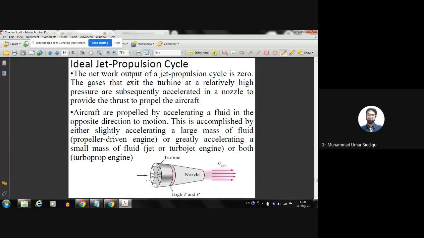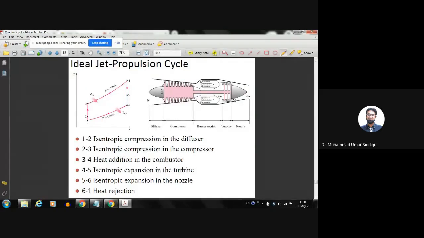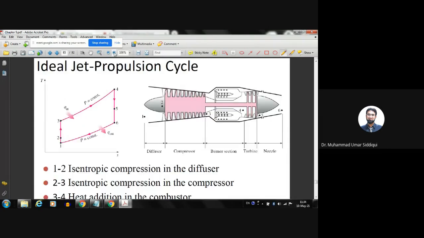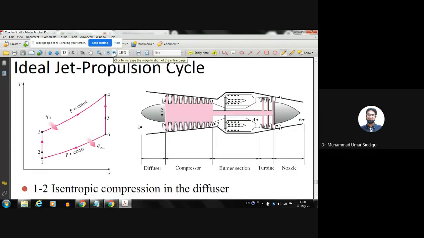So the idea is that we have a Brayton cycle. If you remember, when we draw it on a TS diagram, we have isentropic compression in the Brayton cycle. So here we have the compressor. Then we have the heat addition in the same way like we have in the Brayton cycle here. Then we have turbine. Okay, so this is turbine.